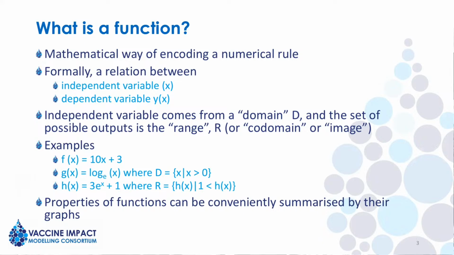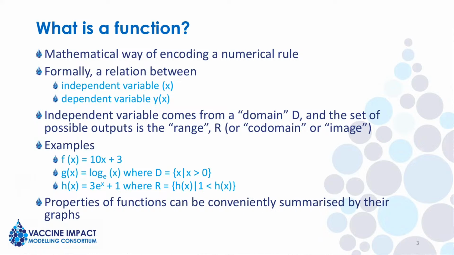So essentially we're writing down the relationship between something that's changing and something that depends on that thing that's changing. So later on we'll be talking about the number of infections over time. So our infections, or projecting the number of infections for a disease, might be the dependent variable, and then time is that independent variable. So a bit of mathematical terminology. We say an independent variable comes from a domain, and the set of possible outputs comes from a range. We're not going to use this terminology too much, but if you come across it, that's what we're talking about.